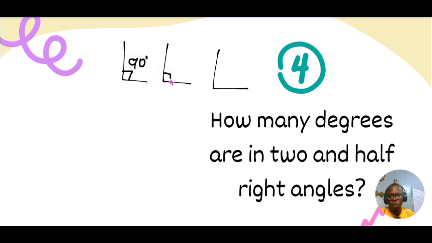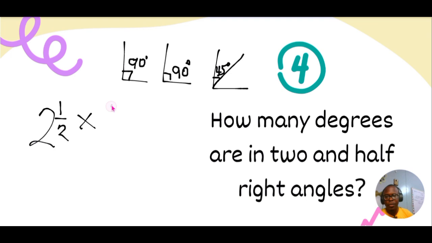So we have another one here, which is 90 degrees. That's 2. And then we also have half. See that? So half of 90 definitely is 45 degrees. So you just add 90 plus 90 plus 45 to get your answer. And also the other method you can do is 2½ multiplied by 90. So that's 2½ places multiplied by 90 degrees.